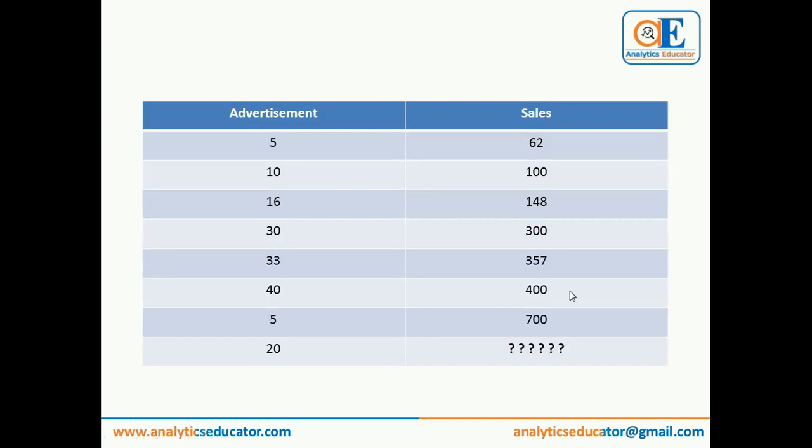your client has given you this set of numbers, sales and advertisements. They are saying that when you advertised for 5 rupees, you could achieve sales of 62 units. When you advertised for 10 rupees, your sales were 100 units. Maybe you are selling Bisleri, a packaged drinking water. So when you advertise for 5 rupees, you could sell about 62 bottles of water, for 10 rupees, 100 bottles of water, and for 16, 148, and so on and so forth.